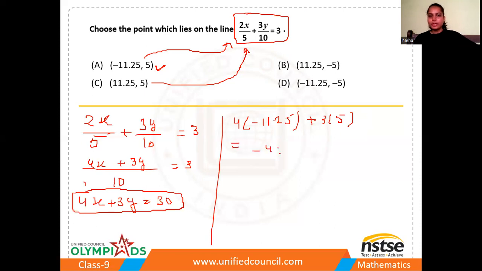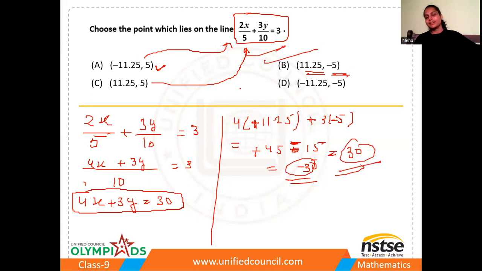So this is minus 45 plus 15. So this is minus 30. This is not plus 30. This is minus 30. So here we missed the thing. Now we have to go with option B. In option B, this is plus and this is minus. So this is plus, that means 45, and this is minus, that means minus 15. So 45 minus 15 is equal to 30. So yes, option B is the right answer.